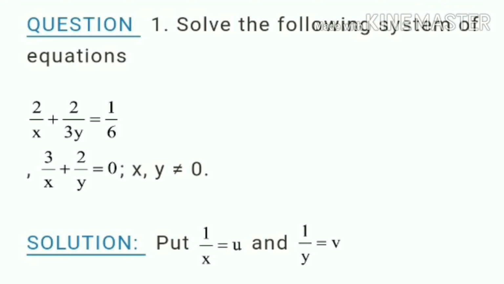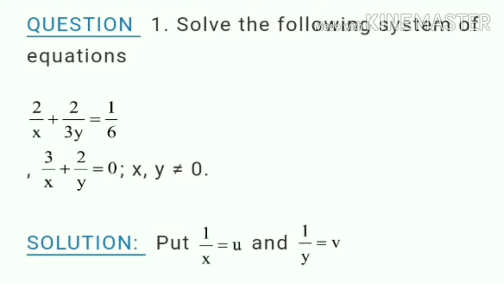Here also there are variables in the denominator, and this equation is not in the form of ax plus by plus c is equal to 0. So what is our first priority? Our first priority is that we need to convert both equations into the form of a linear equation, that is ax plus by plus c is equal to 0. Okay, so put here, let 1 upon x is equal to u.